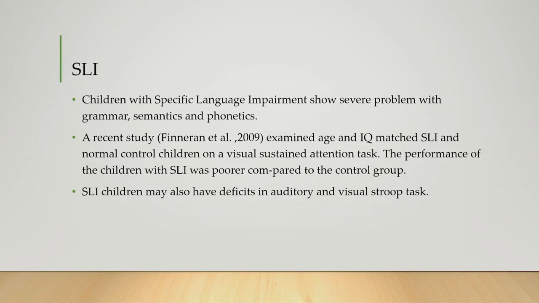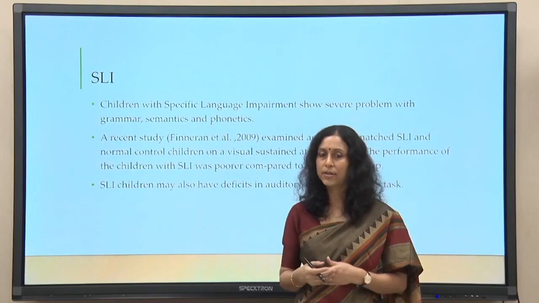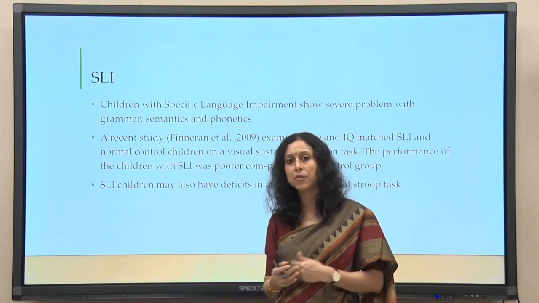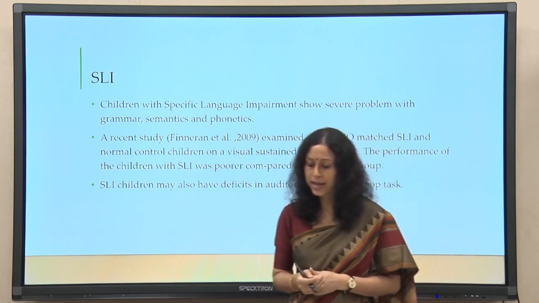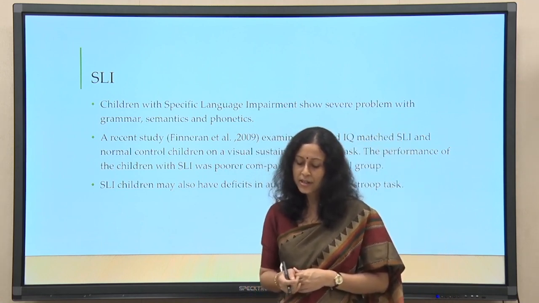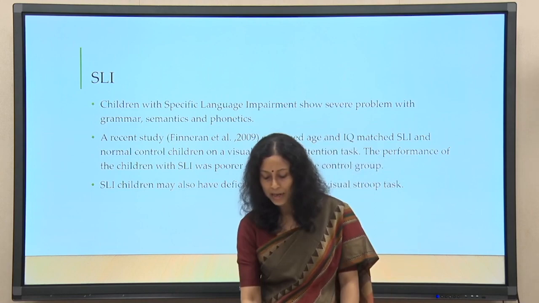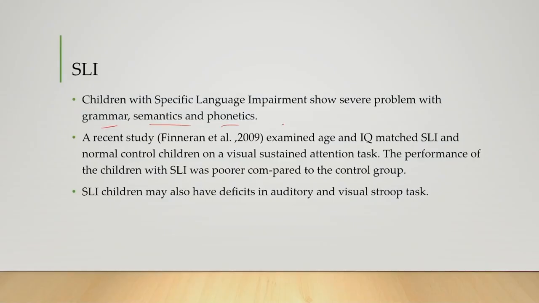If we look at SLI, we have talked about SLI before, specific language impairment, which is typically found in some children without any other disorder. They have no other neuronal disorder or any other cognitive disorder, but they have some specific language related issues. These children typically show severe problems with grammar, semantics and phonetics.